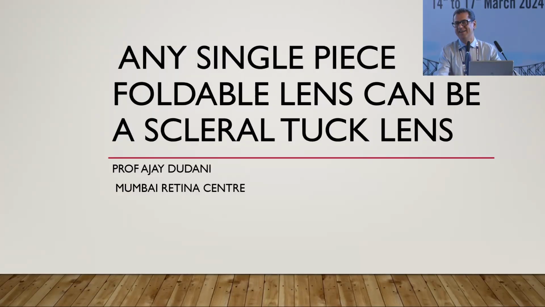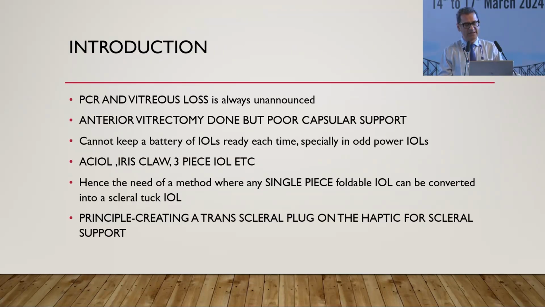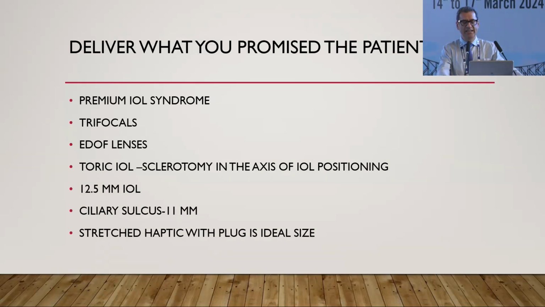Now this is my favorite baby which I've got now. Any single piece foldable IOL can be made a scleral tuck IOL, which Dr. Niven presented. So PCR and vitreous loss always comes unannounced. Anterior vitrectomy is done, but there's poor posterior capsular support. You can't keep a battery of IOLs every time, for every case which you have. So you need a method where any single piece IOL can be converted into a scleral tuck or a transscleral fix IOL. The principle is to create a transscleral plug on the haptic for scleral support. So you can deliver what you promise to your patient.